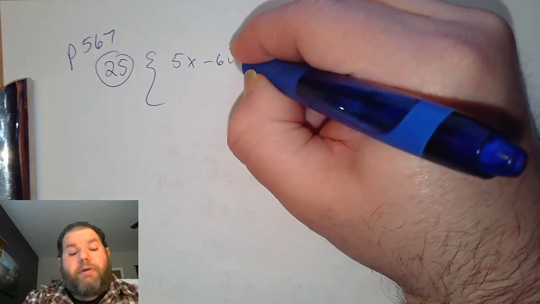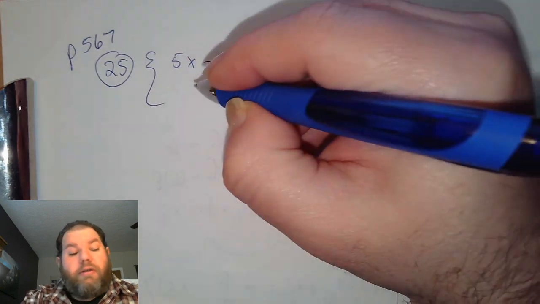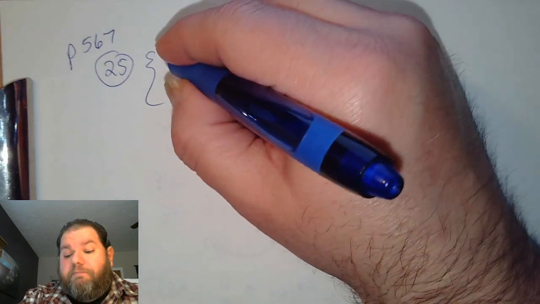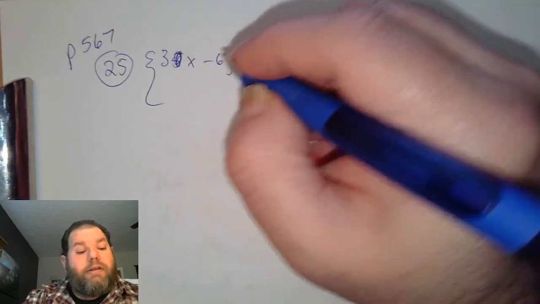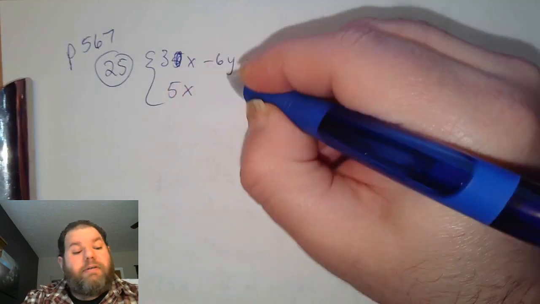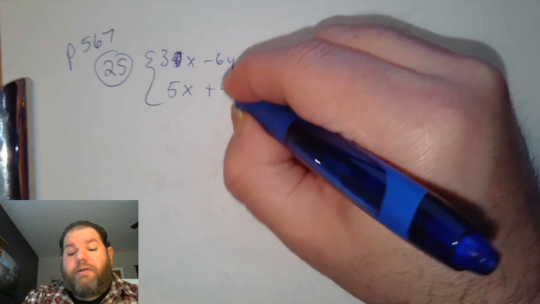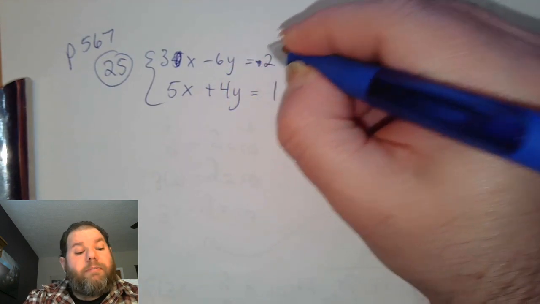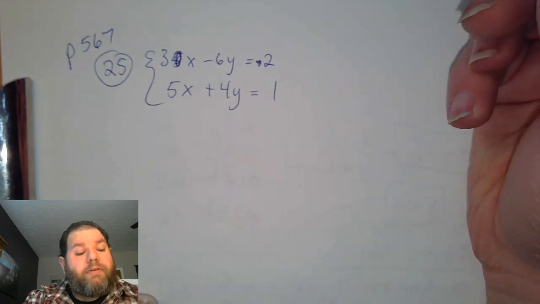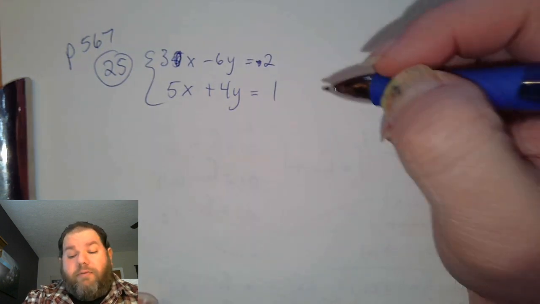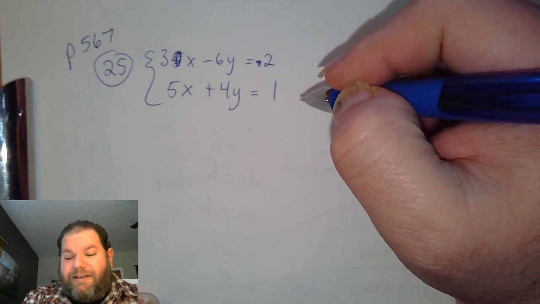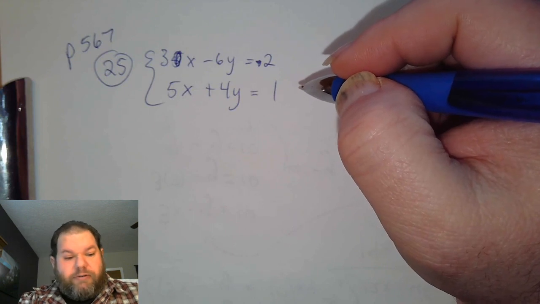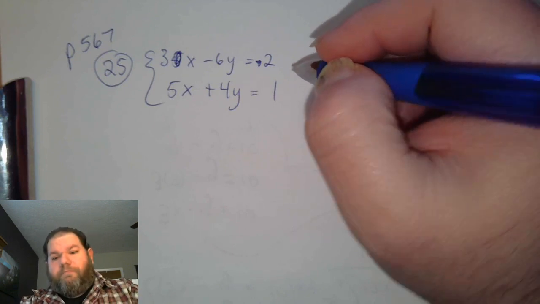5x minus 6y equals 2. Nope, that's a 3. My bad. This is a 5x plus 4y is equal to 1. That's a negative 2. Nope, it's a positive 2. I'm flitting from one problem to the next. I don't even know where I'm looking anymore. Hopefully this is right. That looks right. Okay.